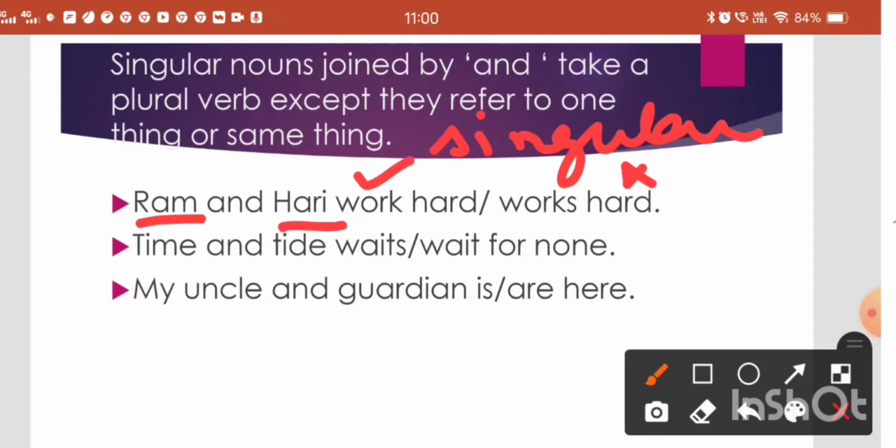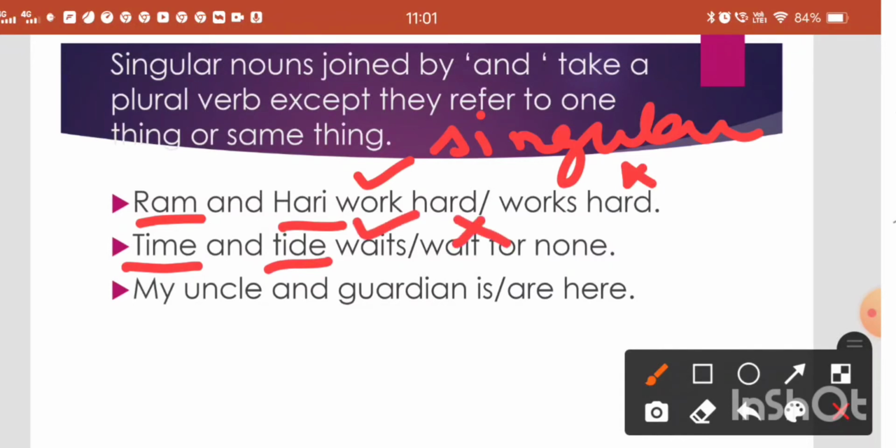"Time and tide wait or waits for none." Again we have to decide. Time is the first subject and tide the second subject, again compound subjects connected by "and". But here both the subjects are referring to one idea, one thought, that time and tide waits for none. If time is gone, everything is gone. So the correct verb, the singular verb, is "waits", not "wait".